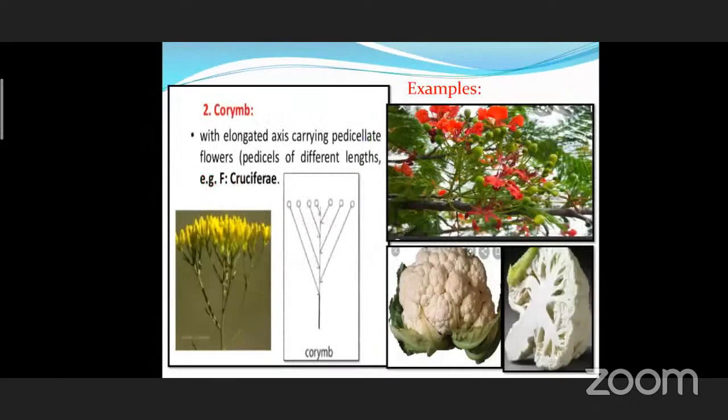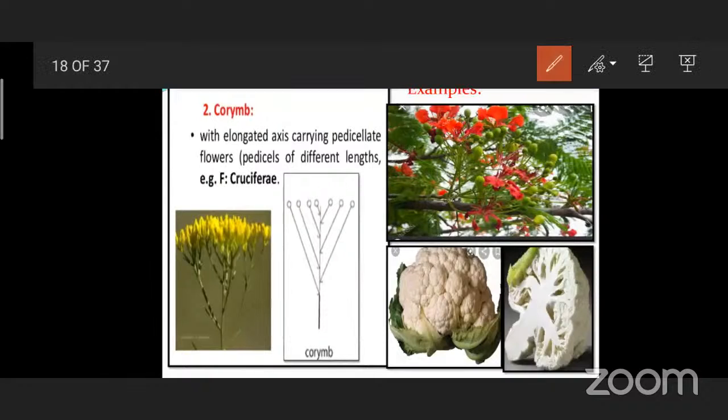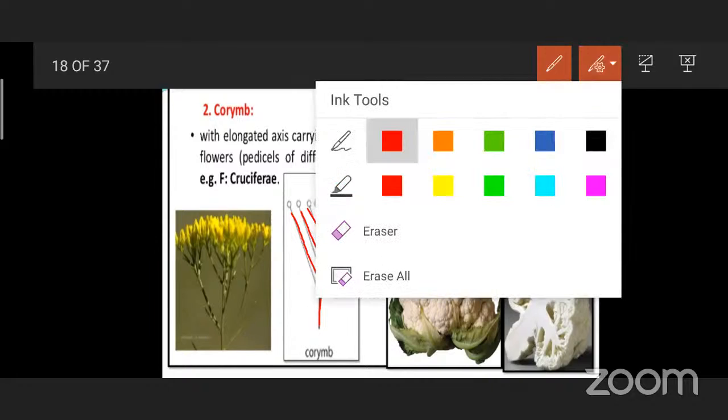And the second one, simple racemose inflorescence, that is corymb type. These are corymb type with elongated axis carrying the pedicellate flowers, but the pedicels are of different lengths. That is known as corymb type of inflorescence. For example, the best example, Cruciferae family, Cassia and cauliflower.